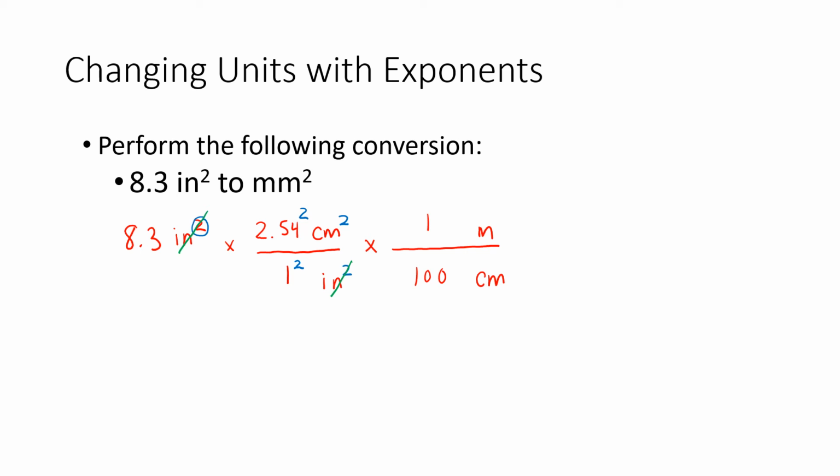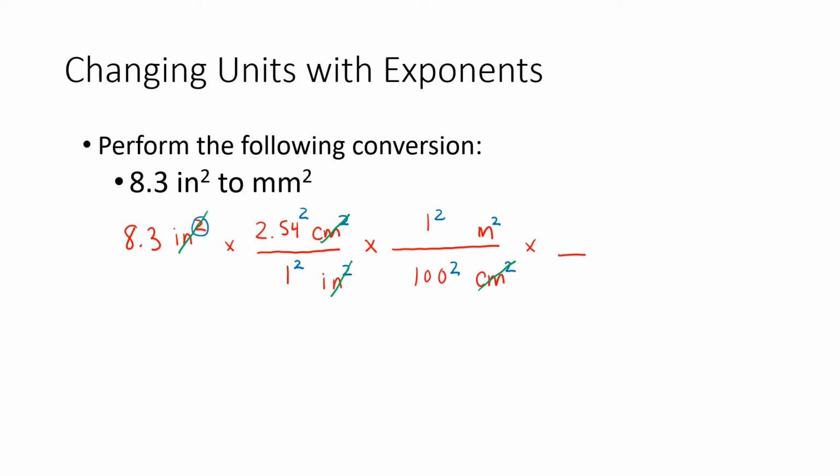But we have to square our units and square the numbers associated with them. Centimeters squared, square the 100. Meters squared, square the 1. Now our units of centimeters squared could cancel and we'll be in units of meters squared.